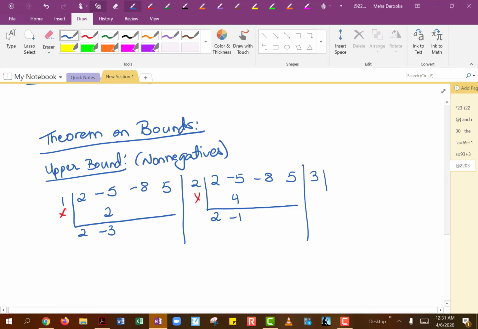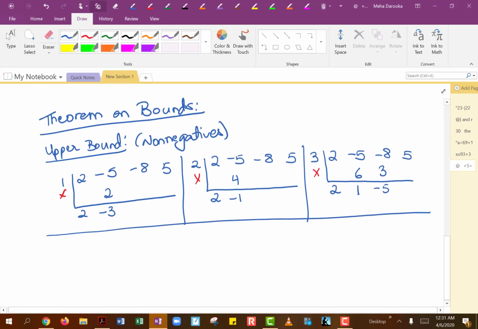Let's try with 3. So that's 2 minus 5 minus 8 positive 5. Bring down the 2. 2 times 3 is 6. 6 minus 5 is positive 1. That's good. 3 times 1 is 3, which will actually end up giving me negative 5. And I've hit a negative number on my bottom row, so this one doesn't work. Okay, that does not look good. Let's see what the next one gives us.